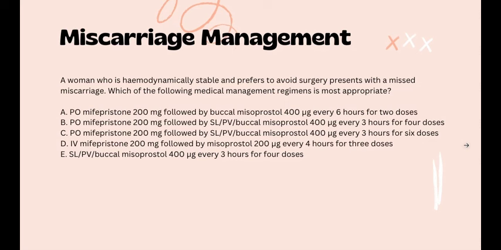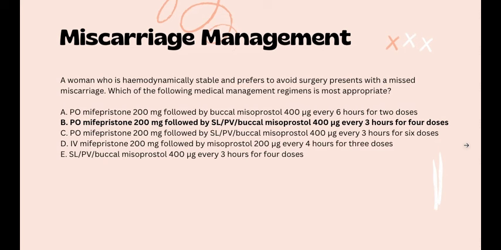Okay, let's do a couple of questions having a look at the content previously. So I'll get you to have a read of this one, and when you want, just pause it and have a look at what the best option is for this patient. All right, we'll go through the answers now.